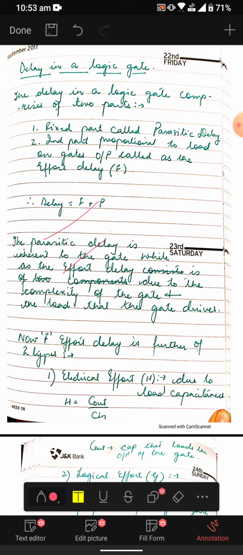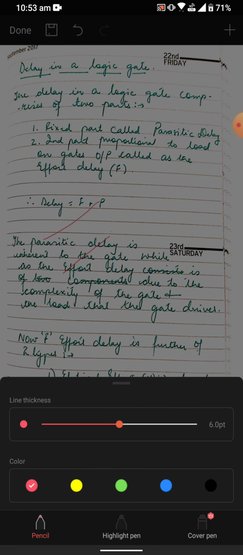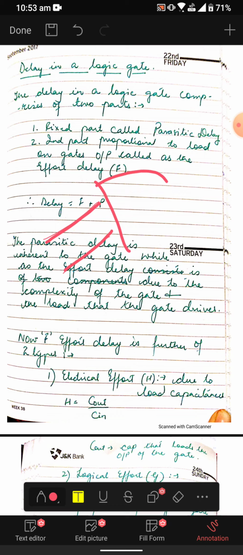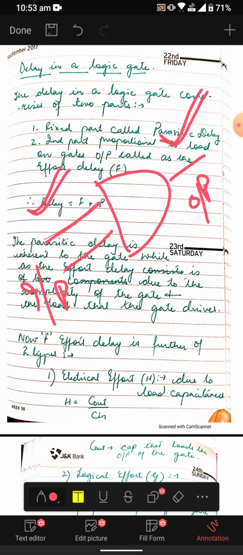So, for example, if we simply consider an AND gate, this is your AND gate. I'm giving the input here, and on this side, I'm observing my output. So the time between the time instant when the output is observed and the time instant when the input was given is basically your delay. So how much time your gate takes to react in order to produce the output is simply what delay means.